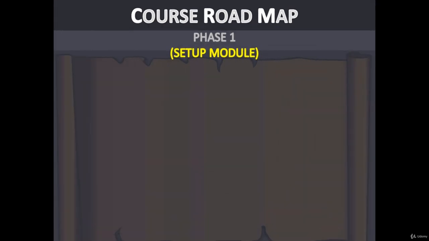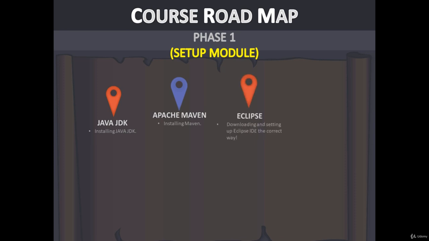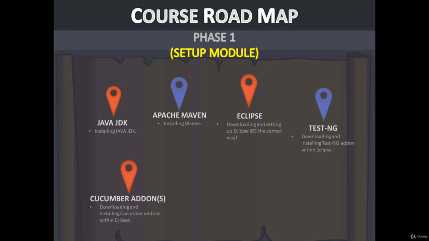Within the setup module, we're going to look at how we can install and set up the Java JDK. We're going to look at how we can install and set up Maven. We're going to download and set up Eclipse the correct way, because there are many configuration changes that need to be added into Eclipse. We're then going to look at TestNG. We're going to download TestNG within Eclipse, and then I'm going to show you how TestNG works if you're not already familiar with TestNG. We're then going to install the relevant Cucumber add-ons within Eclipse.